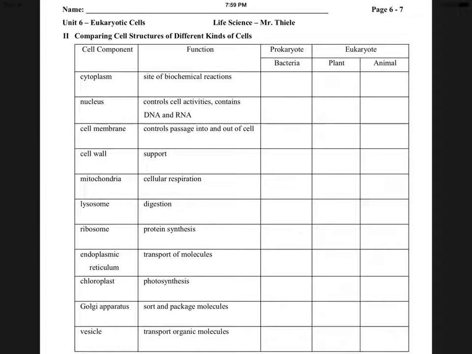All right, now this page is really just kind of a summary of various cell components, cell organelles, their functions, and whether or not they are present or absent in different cell types. Now, if you remember from our previous unit, prokaryotic cells are those cells that do not have a nucleus or membrane-bound organelles, and the generic term for that type of cell is bacteria. This unit we are studying eukaryotic cells. Those are cells that are defined as having a nucleus and membrane-bound organelles.